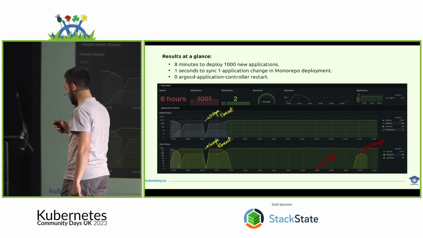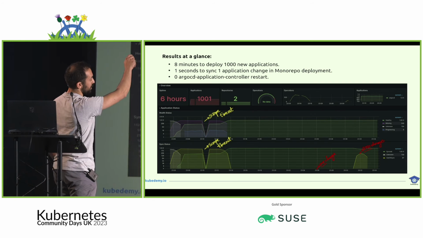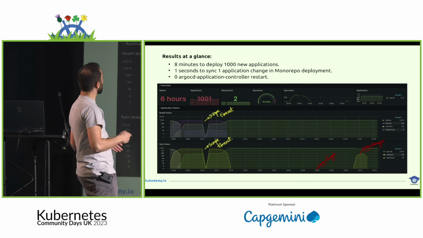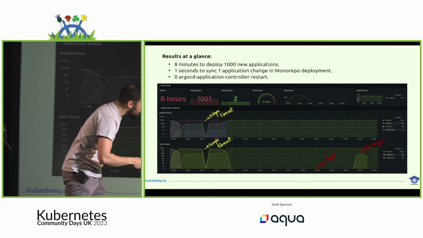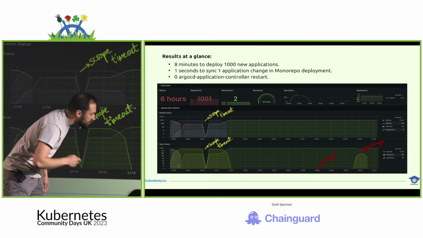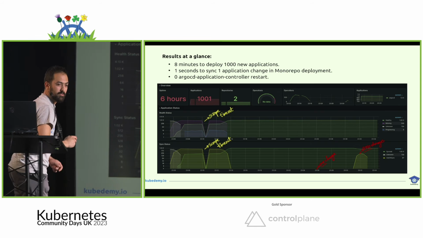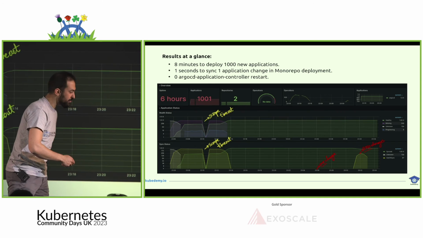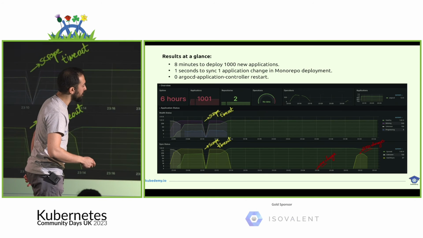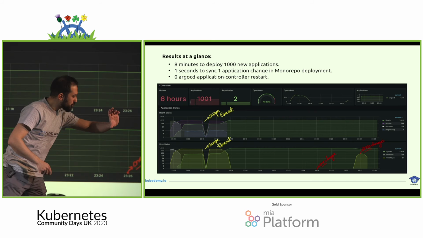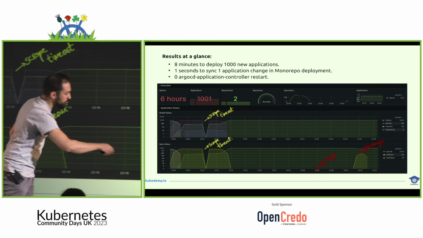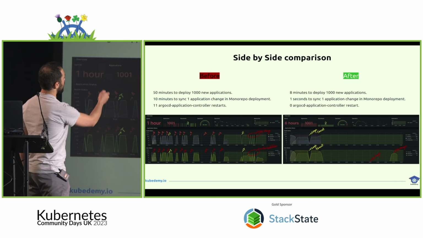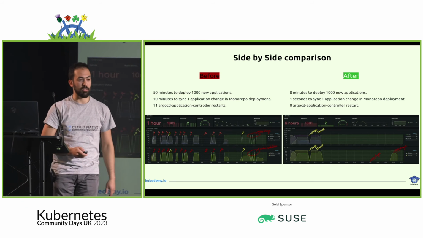This is what really happened. Now your 1,000 applications in the same cluster with the same circumstances deployed in 8 minutes instead of 50 minutes. When you change one application, one Helm chart, you can't see anything here because it's deployed in just a click. And for example, changing 250 charts in your Helm charts, in your applications, at the same time, you can see that just 250 applications go out of sync. And we have no restart in the ArgoCD application controller. This is what we had before, and this is what we have right now.